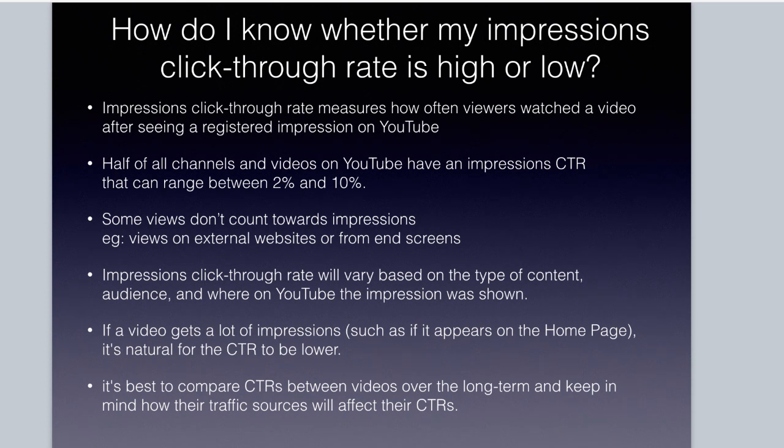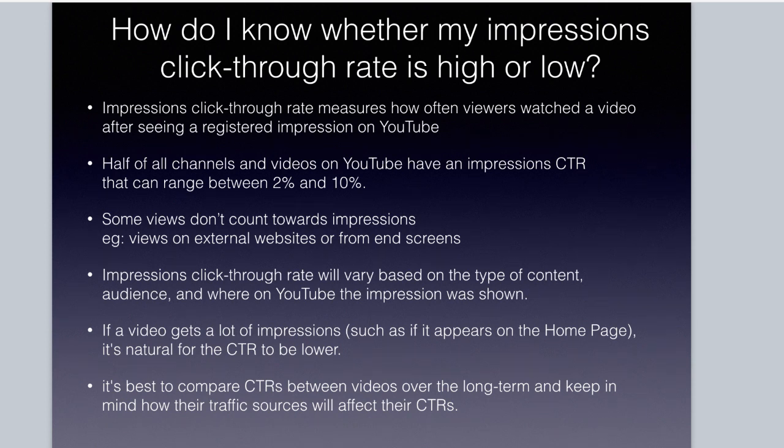So that impressions click-through rate will vary based upon the type of content, the audience, and where on YouTube the impression was shown. So it's going to depend on your topic. Maybe if you're a gaming channel, or if you're a kids channel. So it's going to vary. What might work for one channel may not work for your channel, because you have different content. You have a different audience. Maybe it shows up on YouTube in a different place.